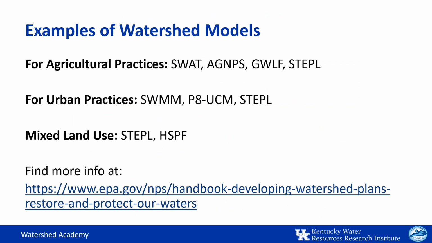If you have the relevant data and the capacity to pursue BMP evaluation through modeling, there are existing models that specialize in agricultural, urban, or mixed land use scenarios. Each has its own strengths and weaknesses. We won't be discussing these models further, but you're encouraged to refer to the EPA's Handbook for Developing Watershed Plans for more information. They're all described there in detail, including the types of practices they consider and their strengths and limitations.